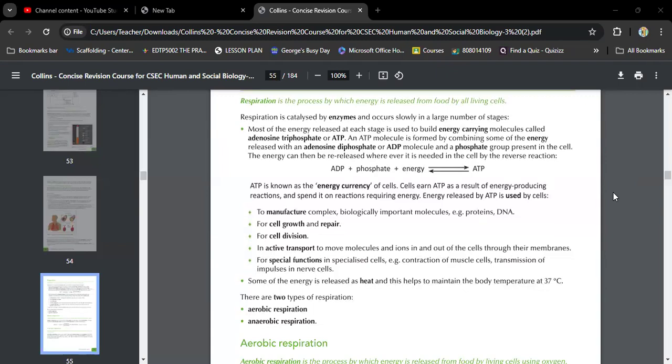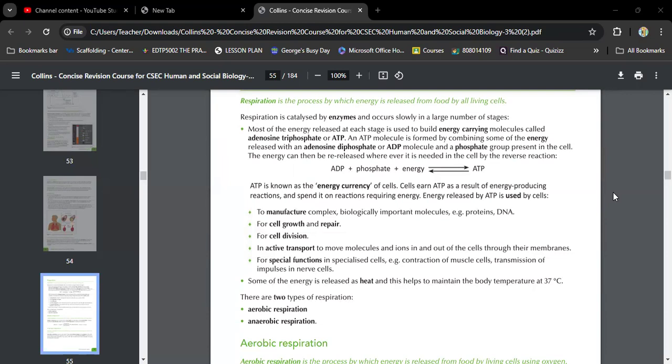You notice that a lot of the terms seem to repeat themselves, right? We looked at enzymes during digestion, and we looked at the term catalyzed also during digestion. Basically, what we mean by catalyzed and enzymes is the speeding up of a certain process. Enzymes are there to speed up certain processes, and to catalyze basically means to facilitate or to start that process. So respiration is catalyzed by enzymes and occurs slowly in a large number of stages.